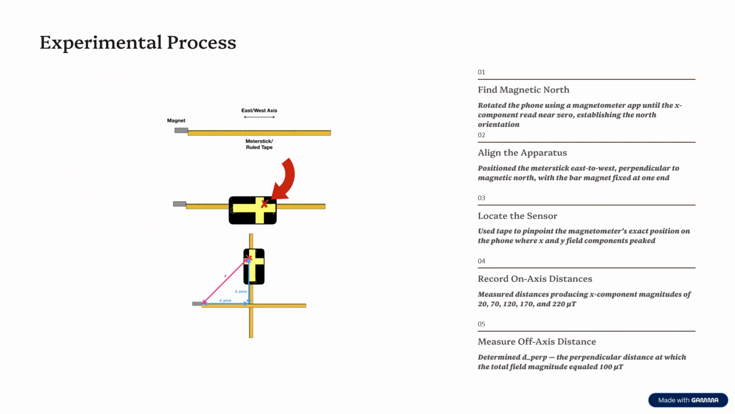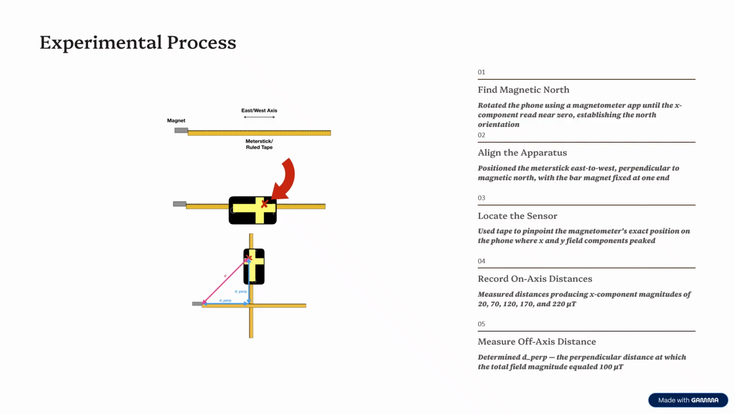Experimental process. Find the magnetic north. I rotated the phone, using the magnetometer, until the x component read near zero, establishing the north orientation. Align the apparatus. Position the meter stick east to west, perpendicular to magnetic north, with the bar magnet fixed at one end. Look at the sensor. Use tape to pinpoint the magnetometer's exact position on the phone, where the X and Y field components peaked.